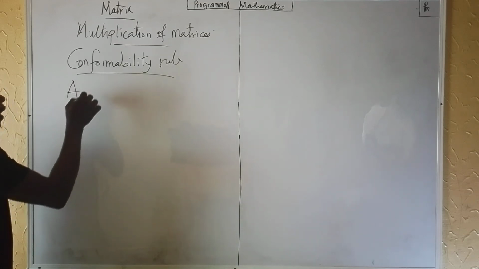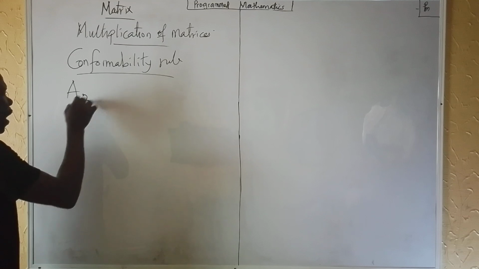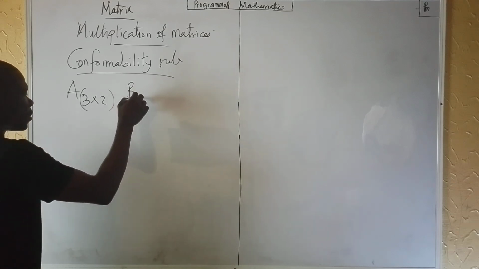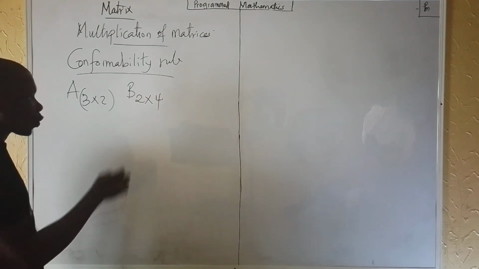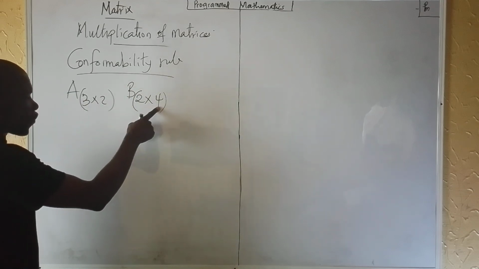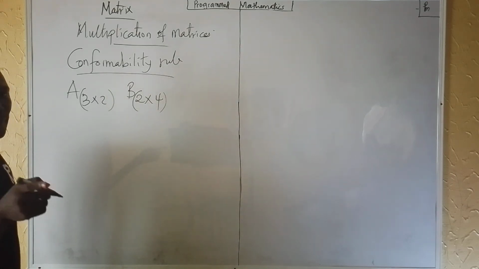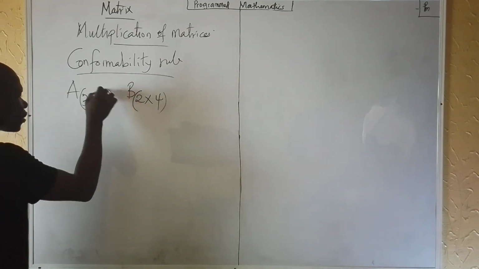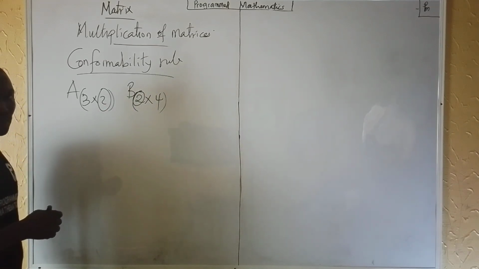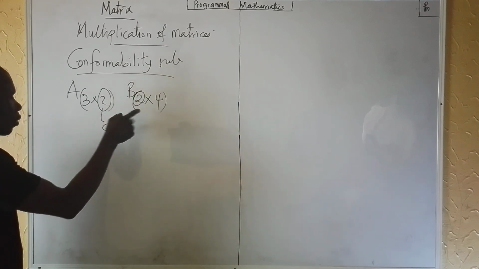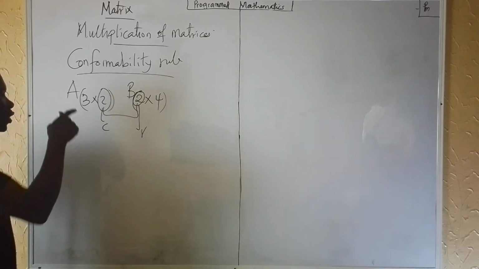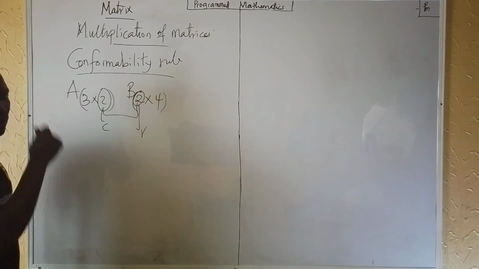Now if matrix A is the matrix having 3 by 2 dimensional order, and matrix B is the matrix having the dimension 2 by 4, then before we can multiply matrix A by matrix B, we must ensure that the number of columns of A is equal to the number of rows of B. The moment the two of them are equal, it means we can multiply matrix A by matrix B.